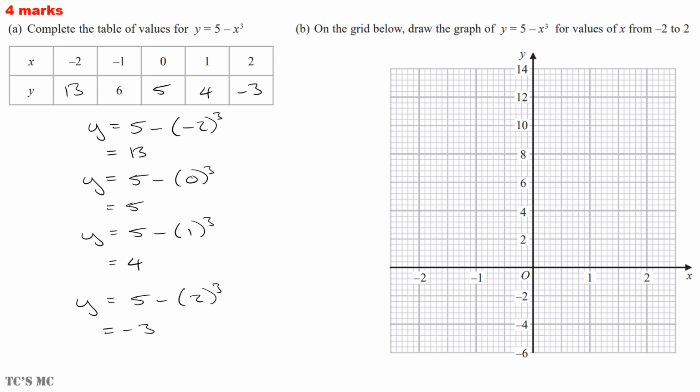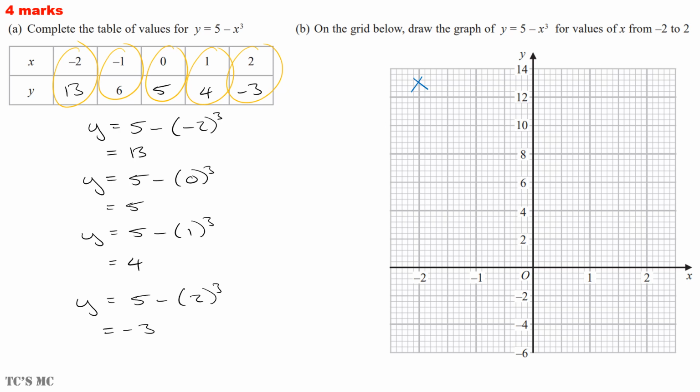Moving on to part B. On the grid, draw the graph of y equals 5 subtract x cubed for values of x from -2 to 2. We need to use our table to help. These are all coordinate points. Starting with the first one, -2, 13. Go to -2 on the x-axis, and for 13, we need to go between 12 and 14.